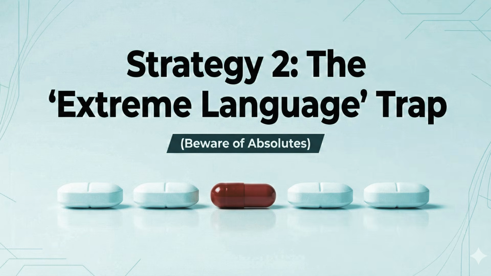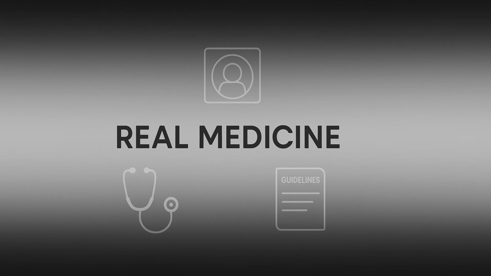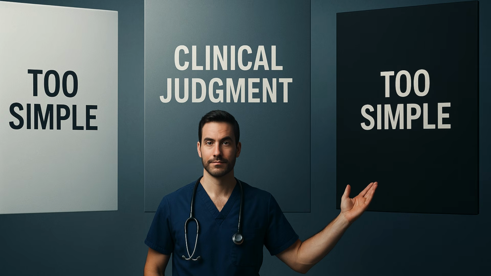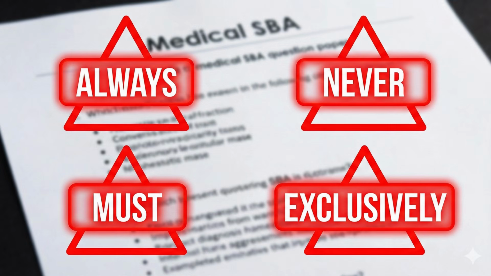Strategy 2. The extreme language trap. Strategy number 2 is about language. Medicine is rarely black and white. It's a world of gray areas, caveats, and clinical judgment. Therefore, SBA options that use extreme language or absolutes are usually wrong. Watch out for these words: always, never, must, exclusively.